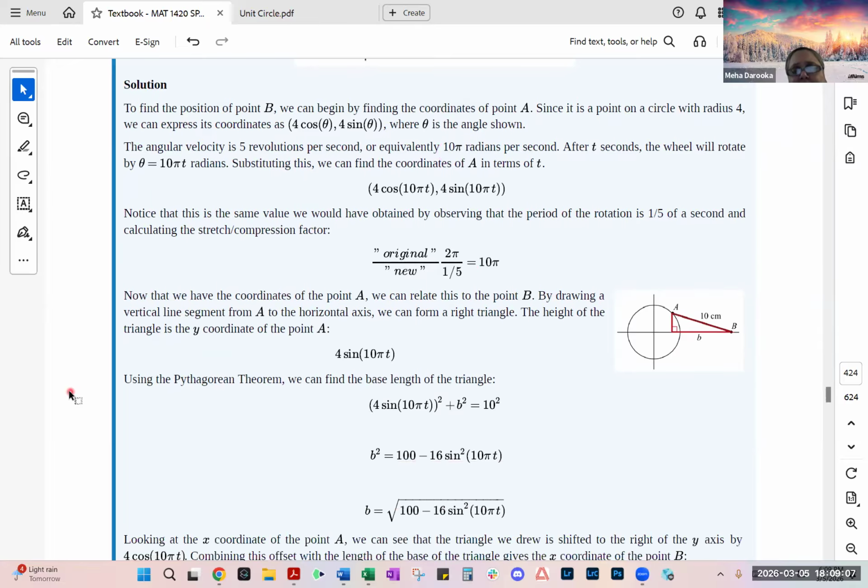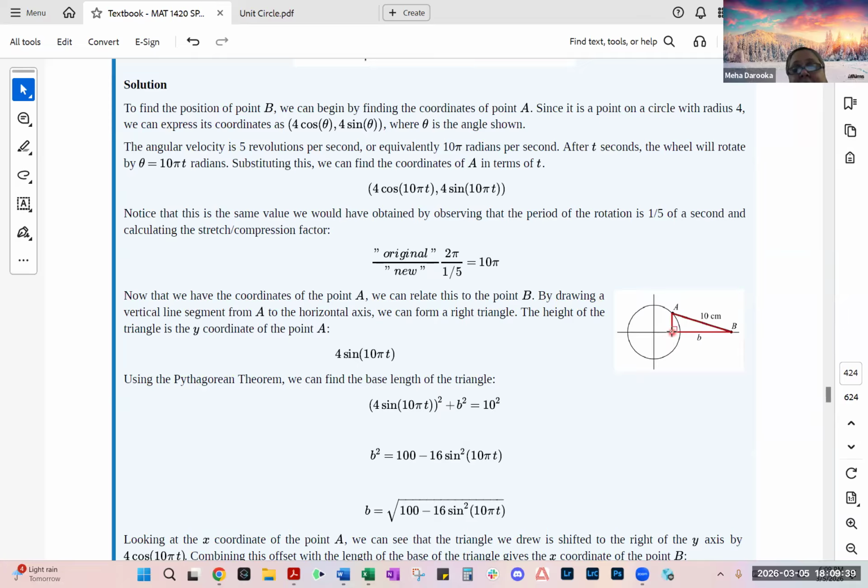Okay, so we have the coordinates for point A based on the value t. Now they are saying we can relate this to the point B, and you can see the image over here where they are drawing a vertical line from point A to the horizontal axis. And when we create that little right triangle between point A, point B, and this vertical line that we drew from A to the horizontal axis, we have a nice right triangle over here.